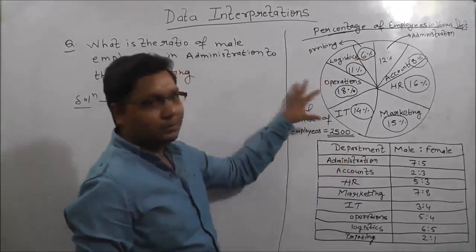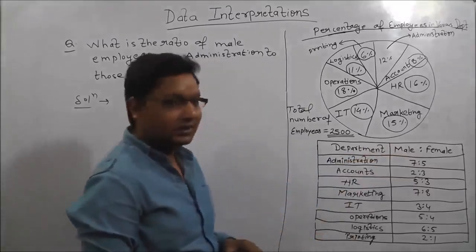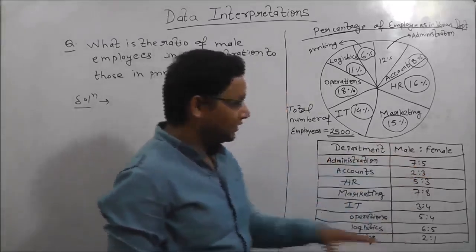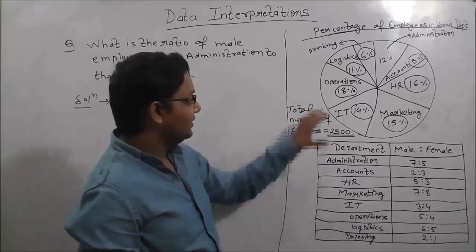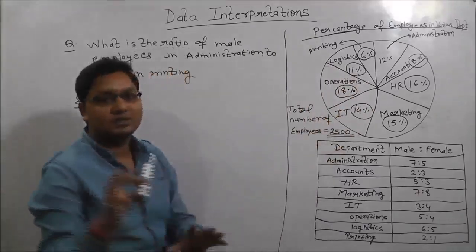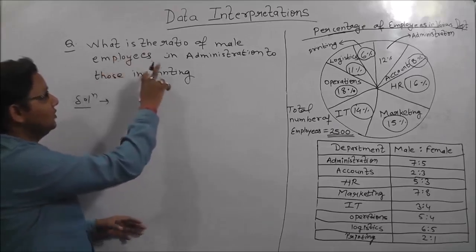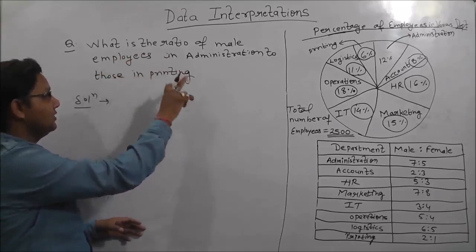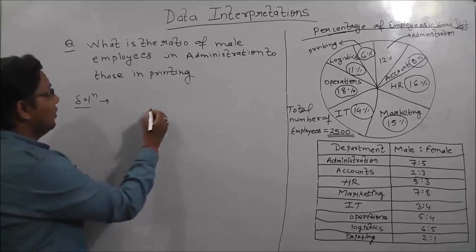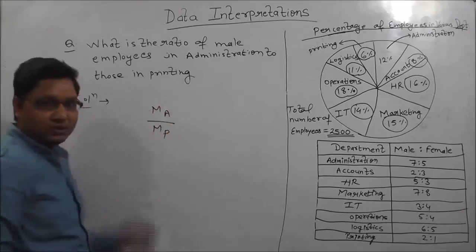So this is the information of the pie chart, and in the table the ratio of males to females in various departments is given. In administration 7:5, in accounts 2:3. So these are the ratios of males and females given. So these two pieces of information we are having, and now let's see the first question. The first question is, what is the ratio of male employees in administration to those of printing? So we have to find the ratio of males in administration to the males in printing.